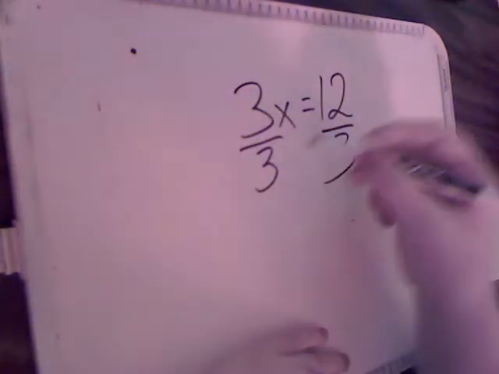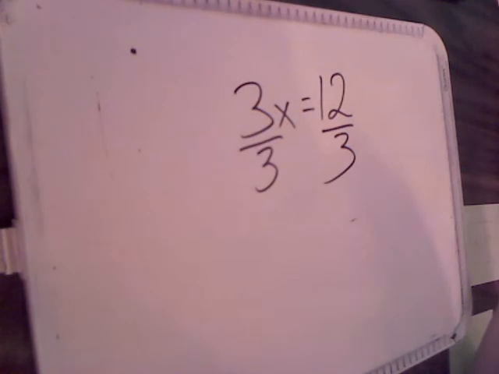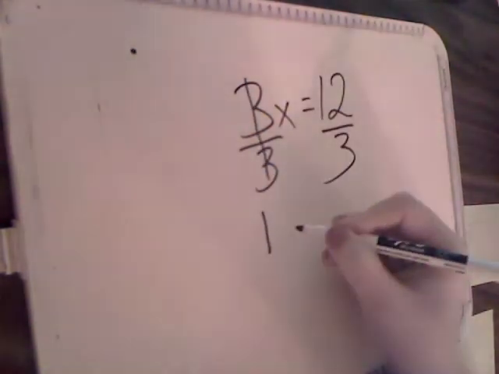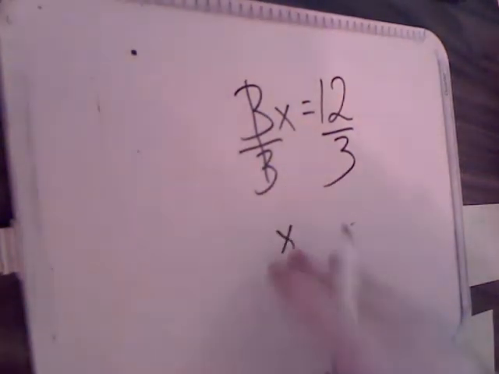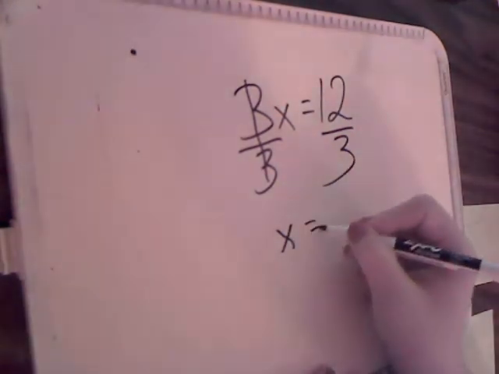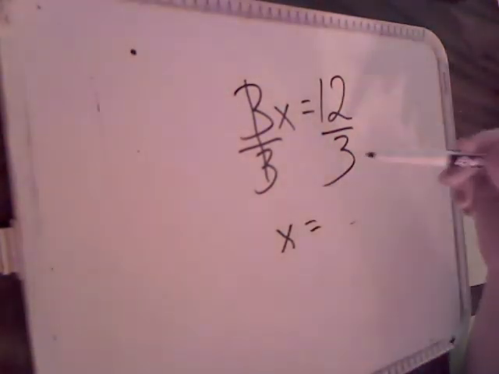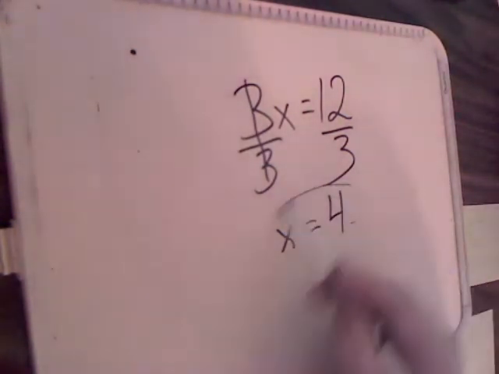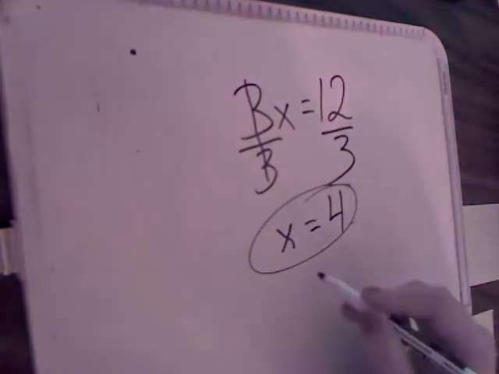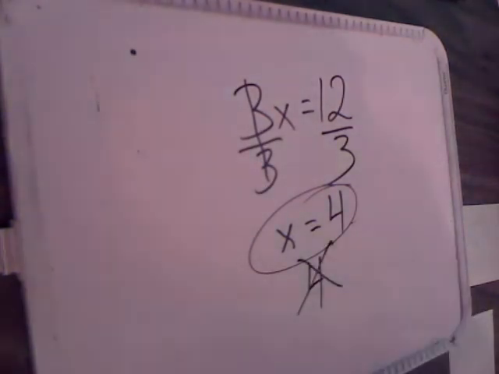3 divided by 3, 12 divided by 3. 3 divided by 3 is 1. So we have 1x. And 1 times anything doesn't change it, so we don't need that 1. Drop down our equal sign. 12 divided by 3 is 4. So our final answer is x equals 4. If you just put 4, you're going to get the wrong answer. You need to make sure that it says x equals 4.